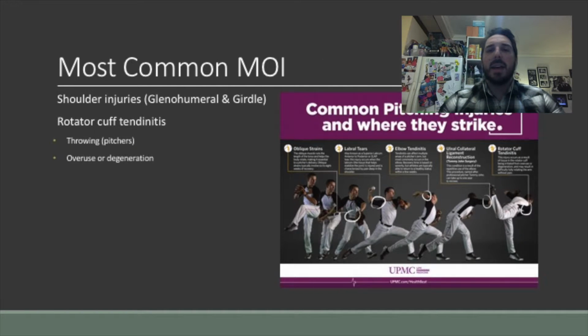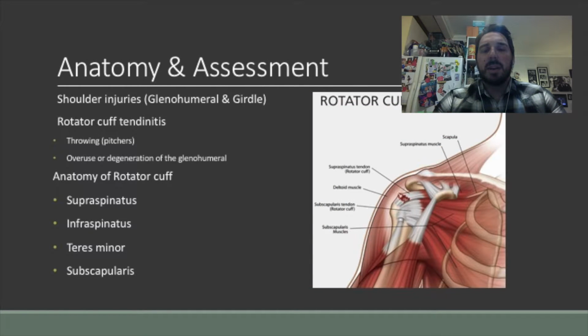So if we look at the shoulder, anatomically, the rotator cuff is made up of 4 muscles. An acronym that I always use is SITS. It's easy to remember. That's supraspinatus, infraspinatus, teres minor, and subscapularis. Now, with most rotator cuff tears, what you'll see is a tear in the supraspinatus, which, as you can see in the picture, is what's being torn.